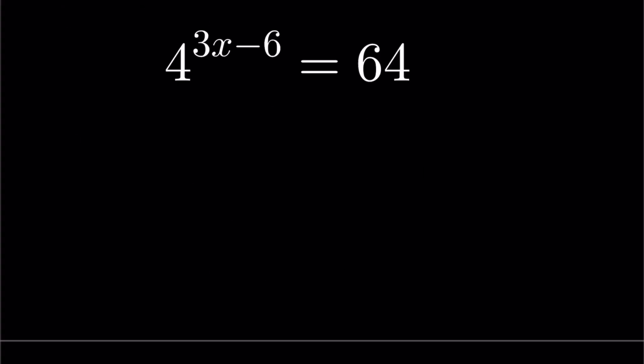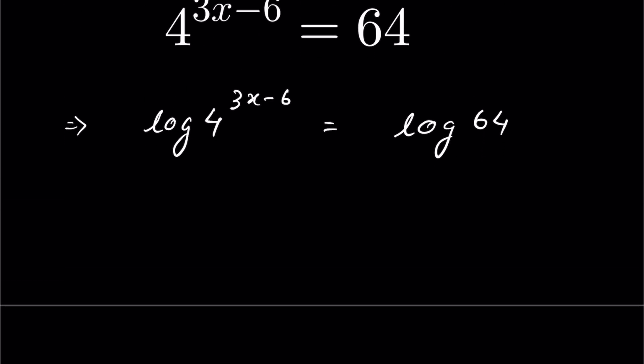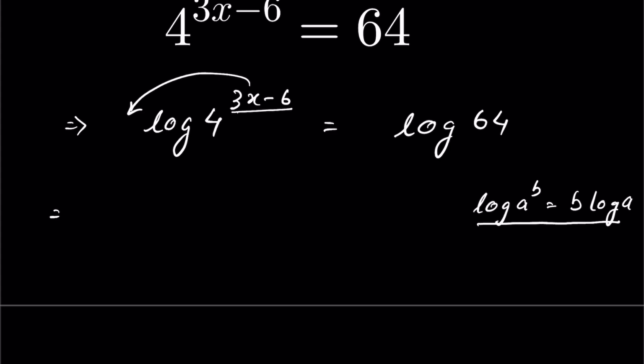Or we can use log to solve it. We take log to both the sides, so it is log 4 raised to the power of 3x minus 6 is equal to log 64. So here, now using the property of log, log a to the power b is equal to b log a. So this property means this exponent will come here. So it will be 3x minus 6 times log 4. Now log 4 is nothing but just a number, is equal to log 64.